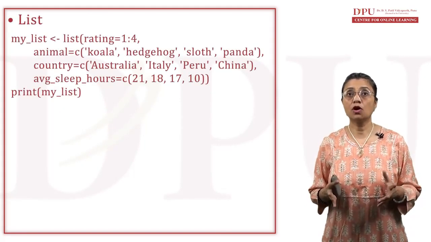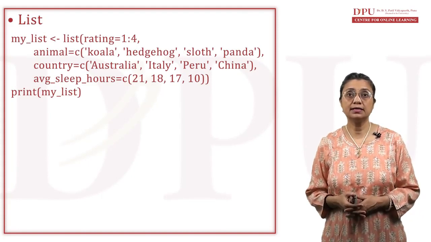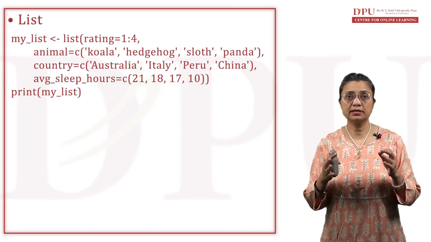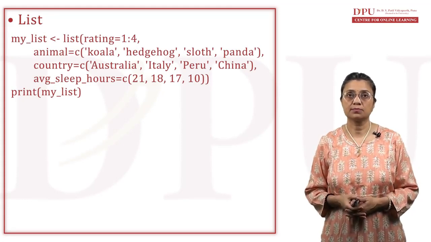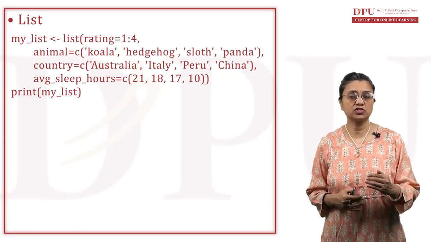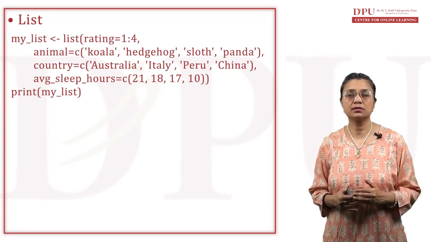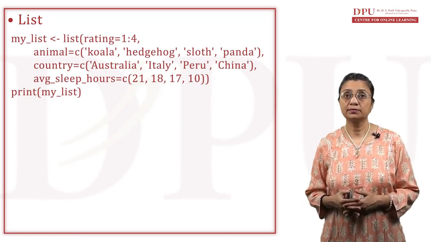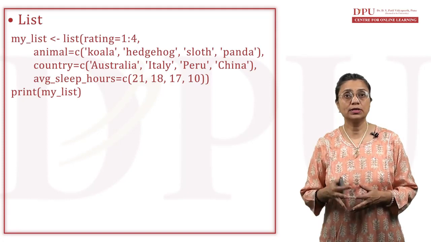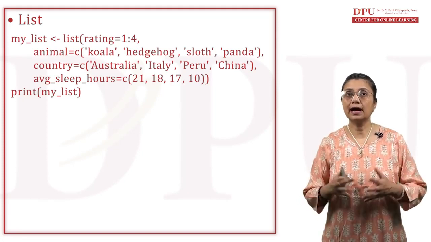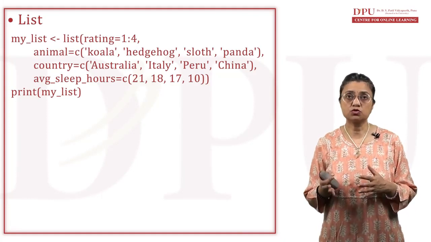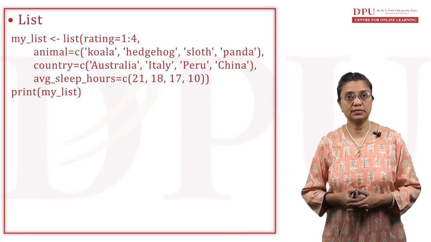Now let's have a look at lists, what a list is and how it is used. Though we will be discussing lists in detail later, here we are just trying to understand what it is. You can see over here, I have called the list function, and within it I'm passing the 4 vectors. The first one is stored in rating, the second in animals, then country, and the last one is average sleep hours. So basically the idea is that suppose I want to create a data frame, sometimes I can store the entire information in a list.